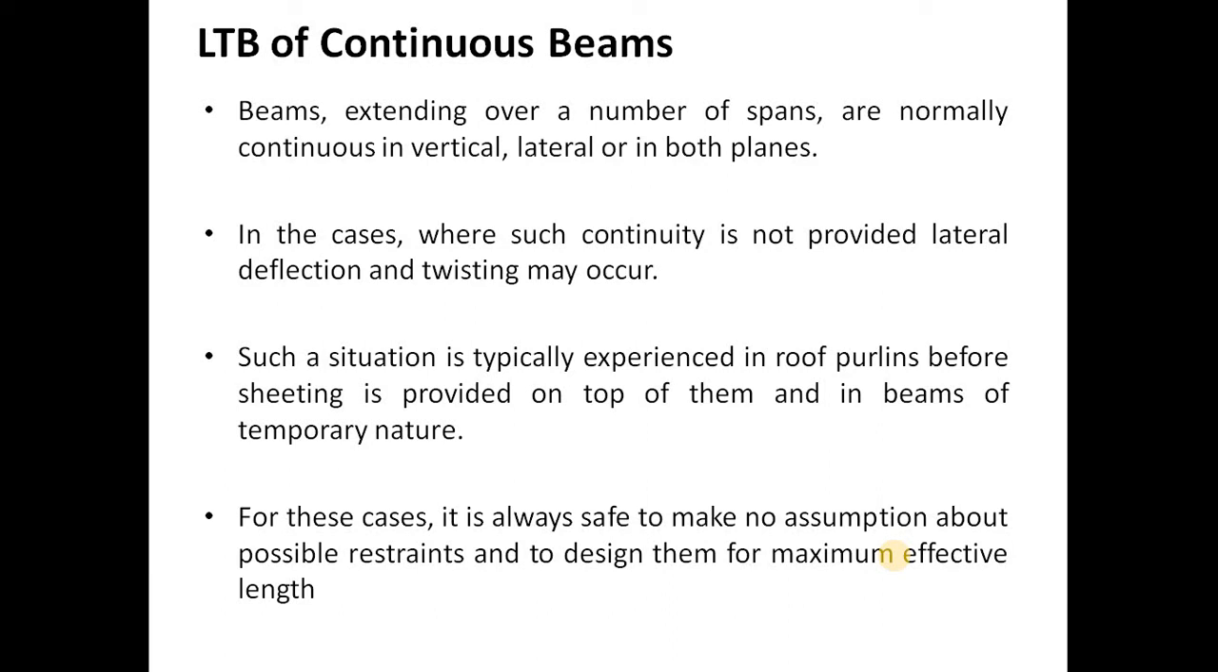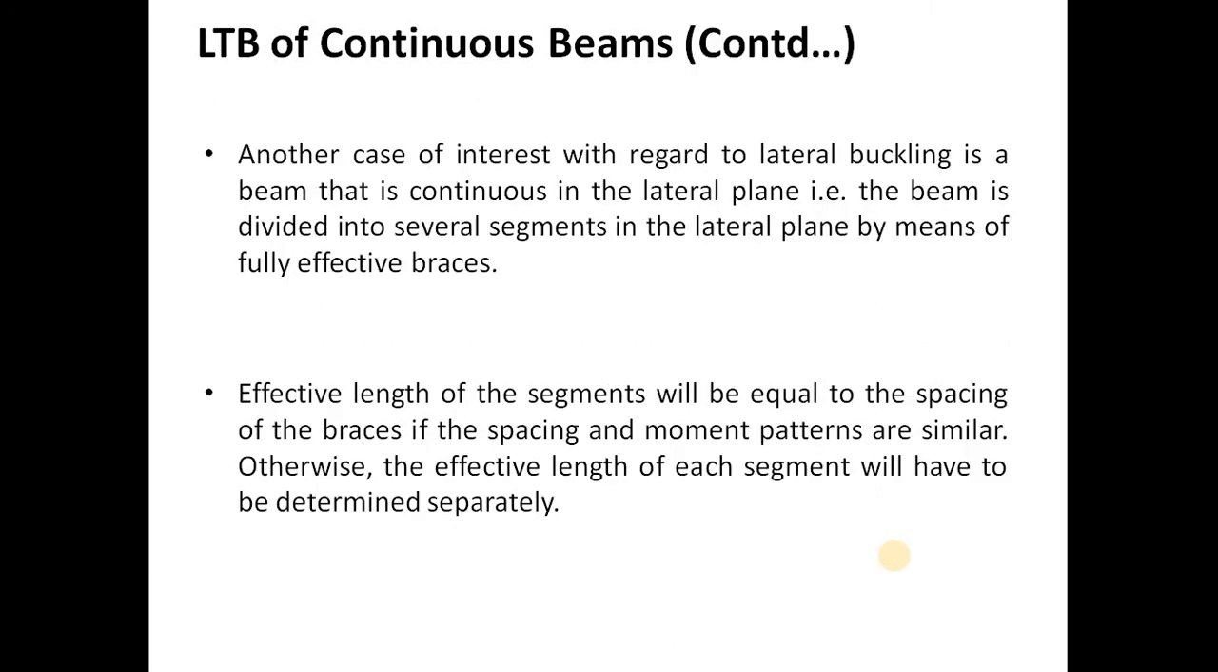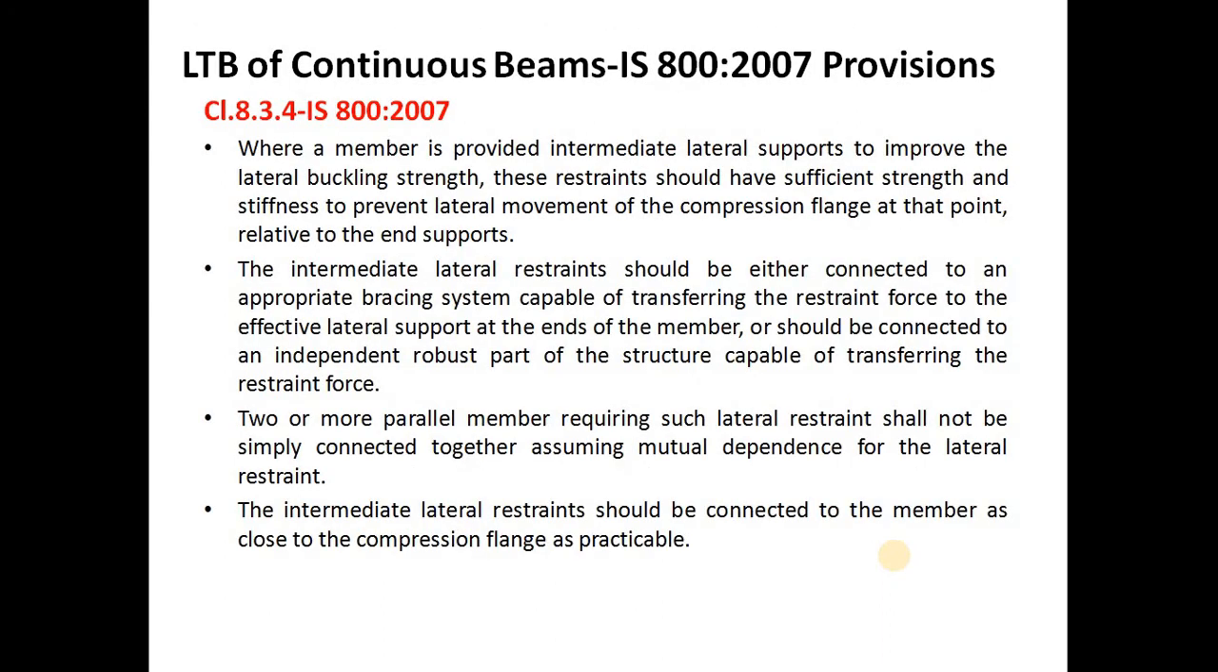Now another case of interest with regard to lateral buckling is a beam that is continuous in the lateral plane, that is, the beam is divided into several segments in the lateral plane by means of fully effective braces. Effective length of segments will be equal to the spacing of the braces if the spacing and the movement patterns are similar. Otherwise, the effective length of each segment will have to be determined separately. Now clause 8.3.4 of IS 800-2007 gives the lateral torsional buckling of continuous beams.